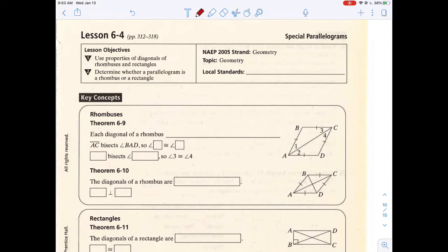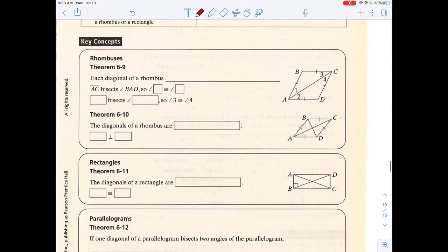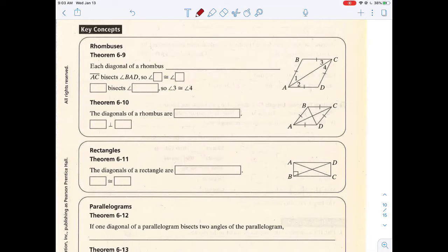Okay, lesson 6.4 is about special parallelograms. We're going to use properties of diagonals of rhombuses and rectangles and determine if a parallelogram is a rhombus or rectangle. So to do that, we have some new theorems. First about rhombuses. Theorem 6.9.